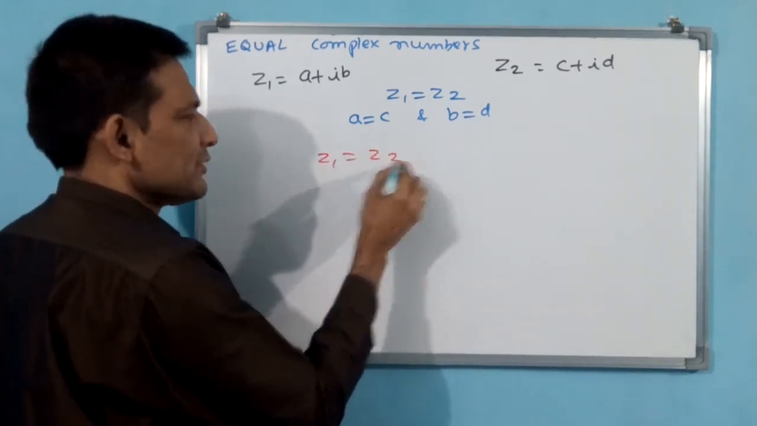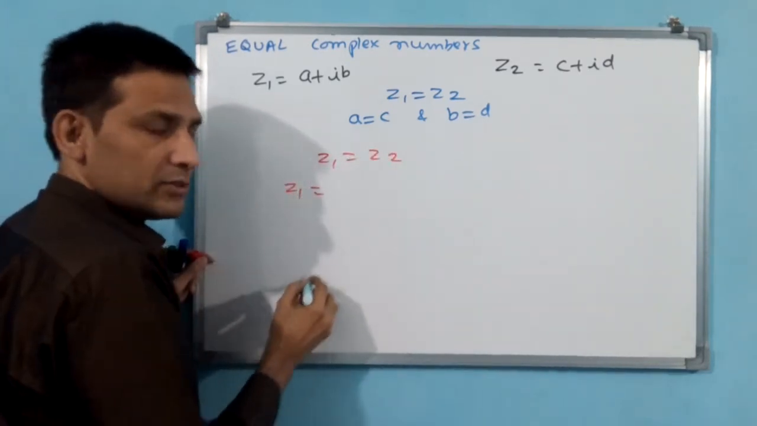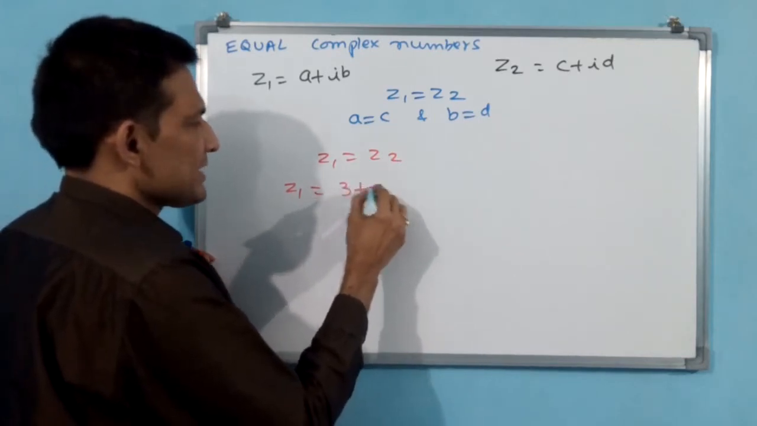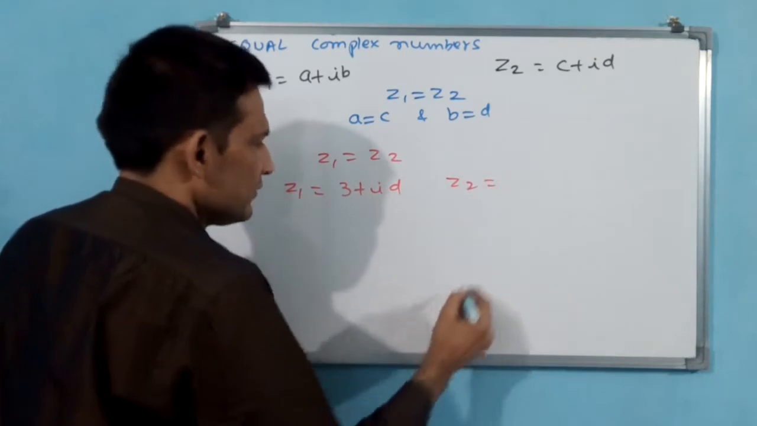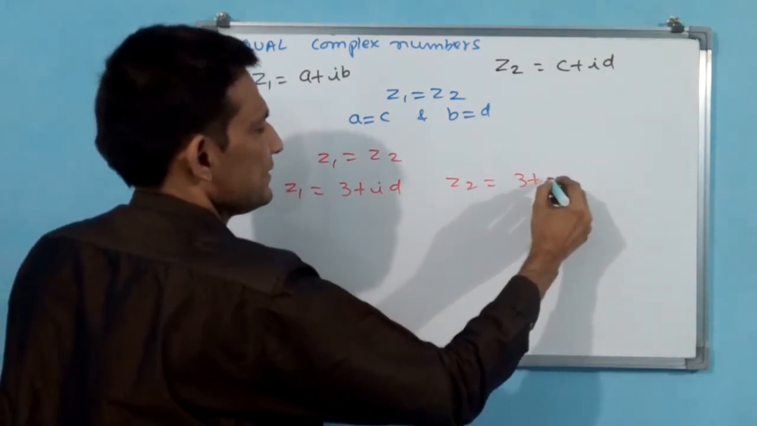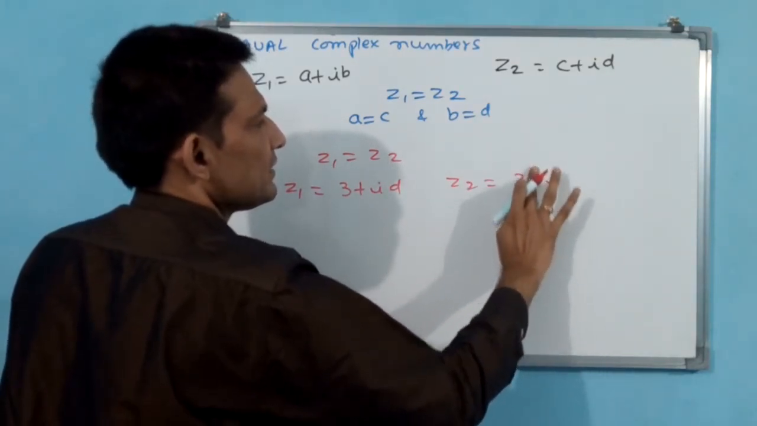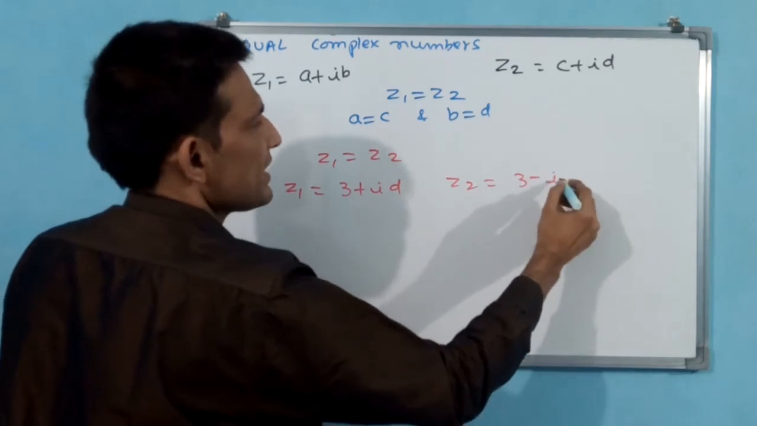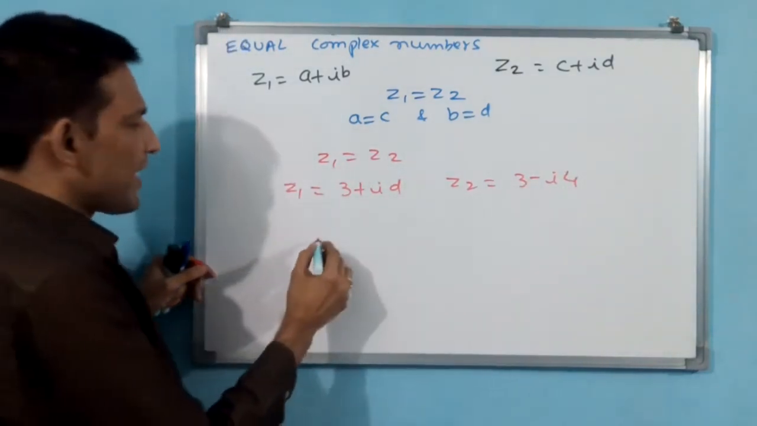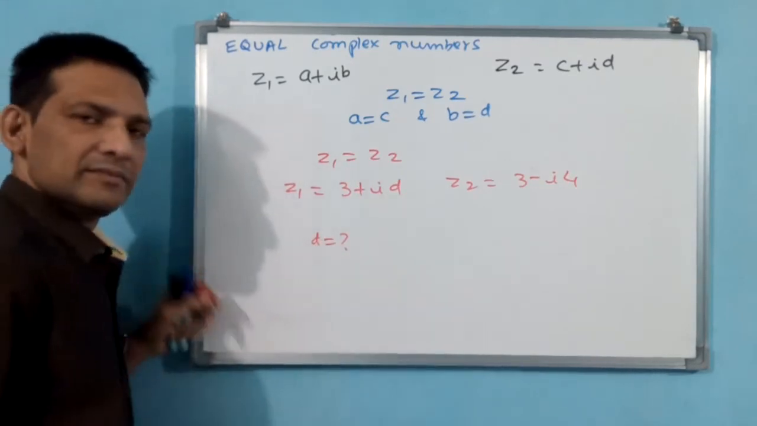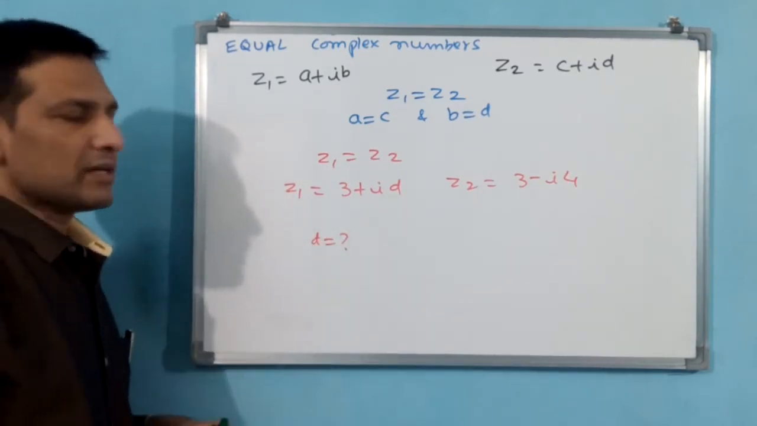Z1 is equal to Z2. Z1 is equal to 3 plus iD, Z2 is equal to 3 minus i4. Then find D. Like this, the question will come.